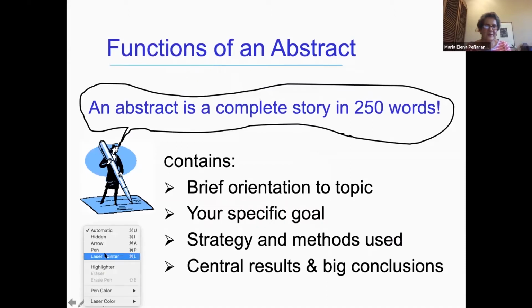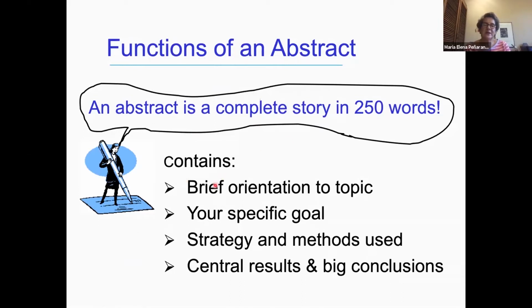The function of the abstract is to give a complete story of your work, but in 250, 300 words. Again, it depends on the journal. Some are up to 500 words, but usually it's about 300 words. So you have to summarize your whole work in 300 words.